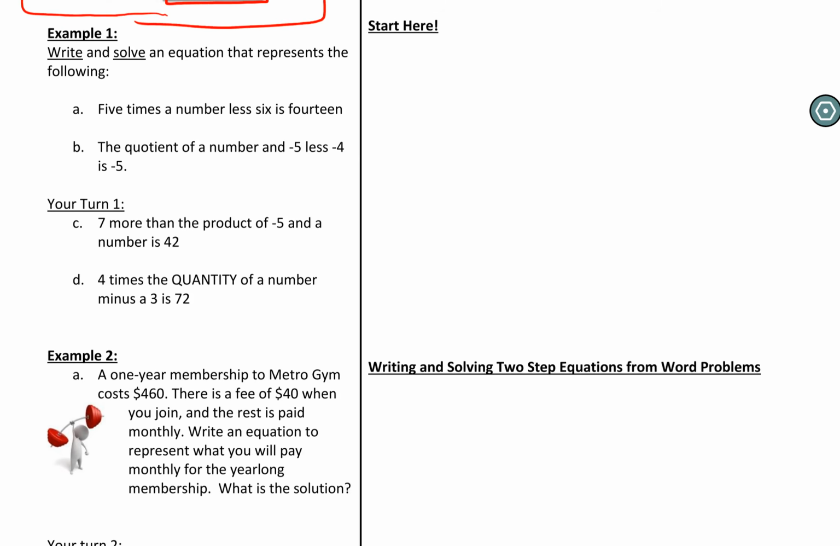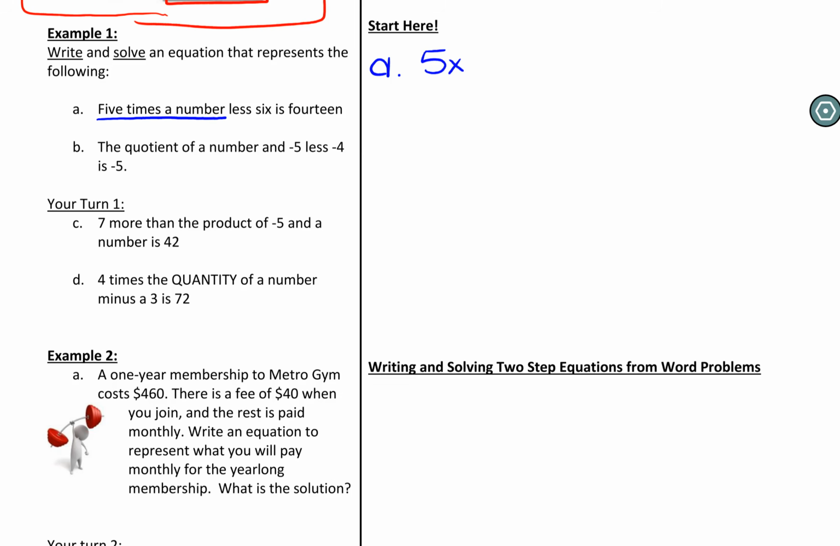Start here. Example 1, write and solve an equation that represents the following. 5 times a number less 6 is 14. So let's look at the variable term first. The variable term is going to be this part right here that says 5 times a number. 5 times something we don't know. So for A, let's call that 5 times x, or 5x.